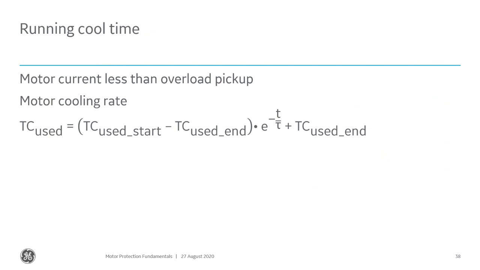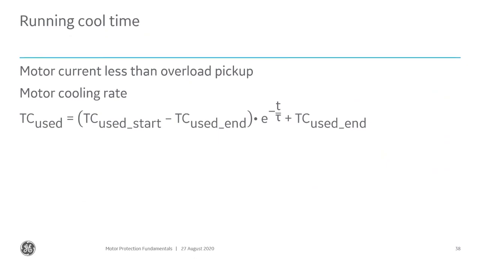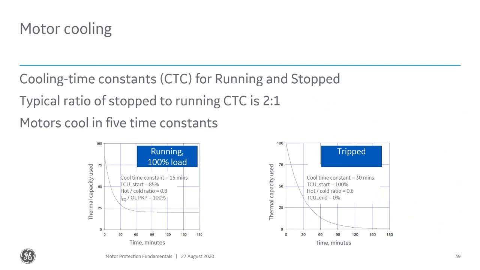So your running cool time, when your motor current is less than overload pickup, the motor cooling rate is equal to your thermal capacity used. I don't want you guys to fall asleep because I put a formula up here. So just to show you what's going on, this is showing an exponential factor based on time and that cooling rate, and this is just using the thermal capacity used at the start and thermal capacity used at the end, and that gives you this formula that the relay uses internally. So maybe this will help a little bit.